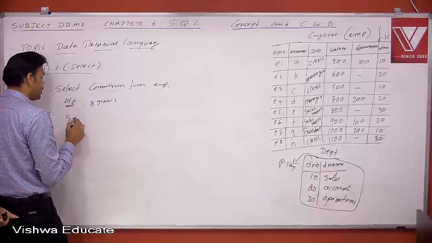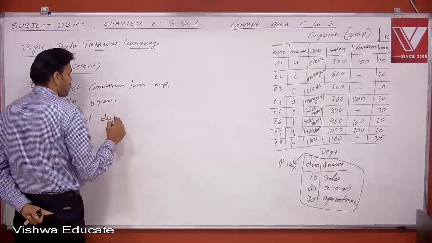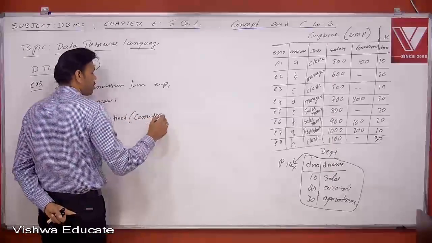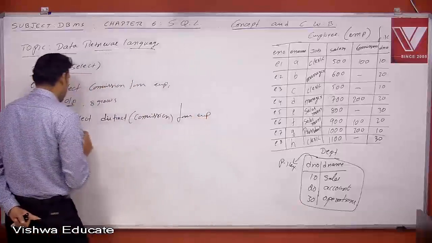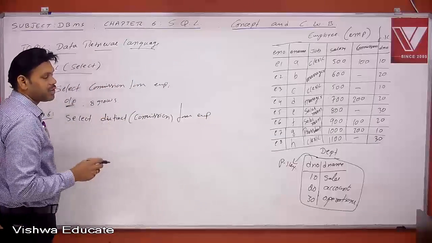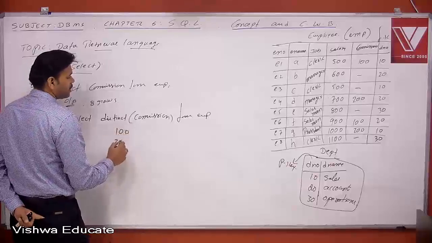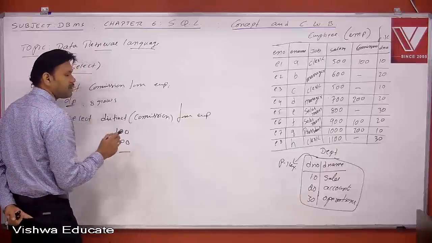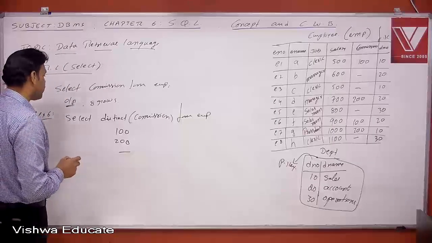And another example, if I am taking select distinct of commission from EMP, then we are going to get distinct of commission. There are a few distinct commissions: 100 and 200, anything else? No. And finally the null value. Null is also considered as one distinct value.